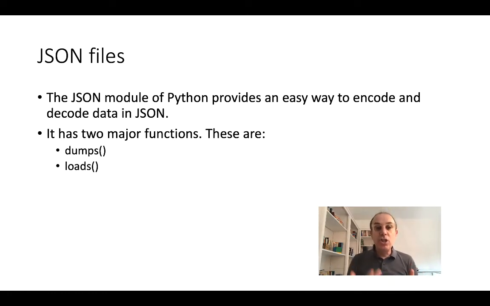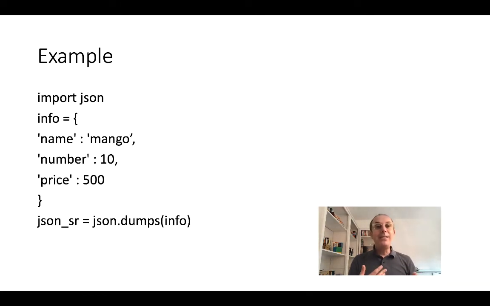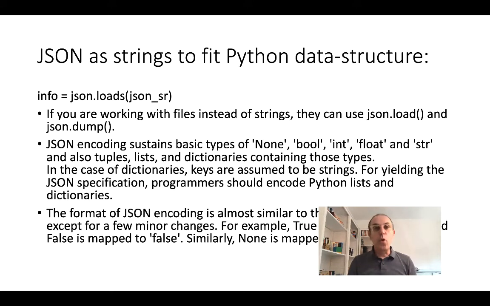So the JSON module in Python provides an easy way to encode and decode data. It has two major functions, dumps and loads. The idea here is, for example, import json, and then the type of data, the name of the file itself, the name, the number, or the price. And we will see how we apply this to the scraping of the website. How do we do that?